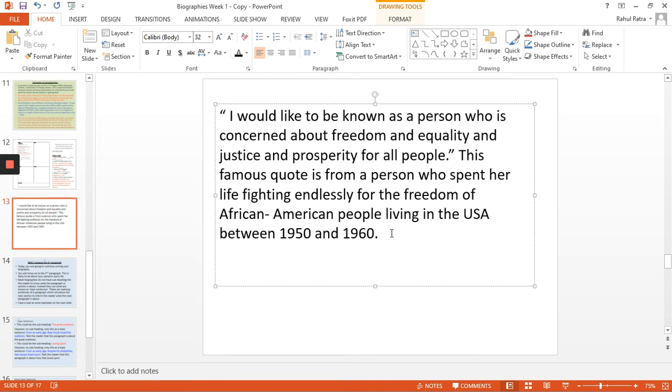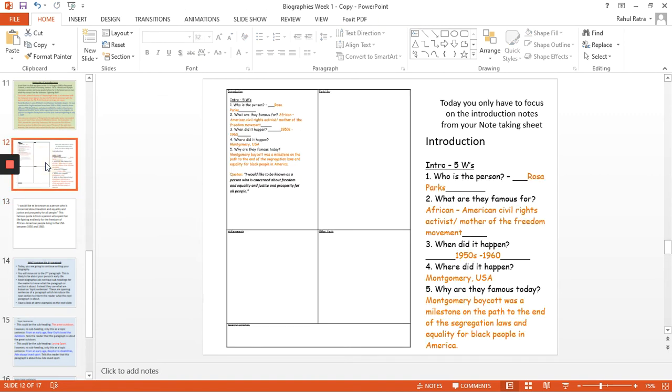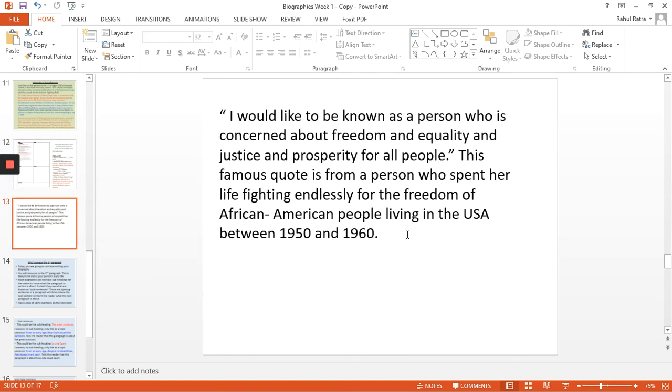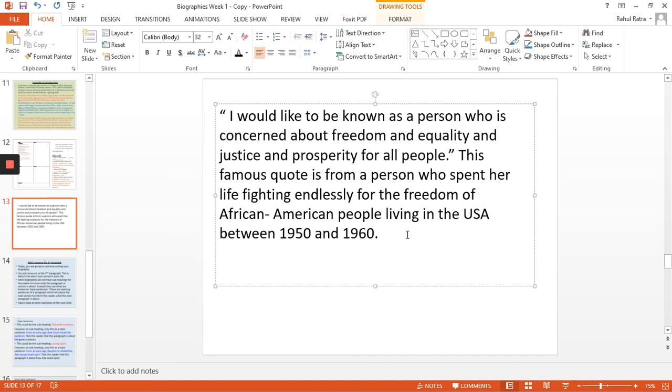Right, I think that looks good. Moving on, I will have to go back to the note-taking sheet. So she was also called Mother of the Freedom Movement. Because we're talking about her fight for freedom, I think that would be good to get in here. Shall I get her name now? Rosa Parks was also called Mother of the Freedom Movement.